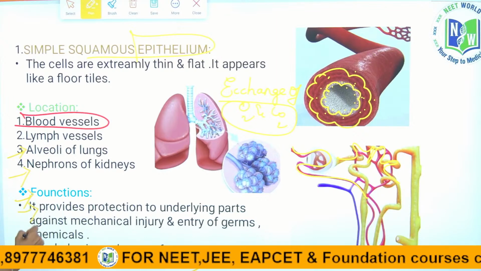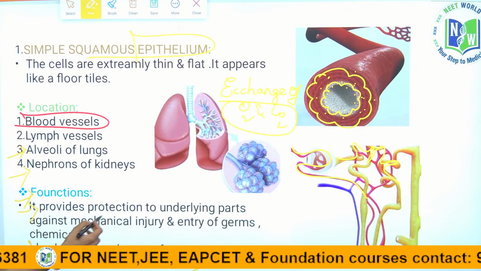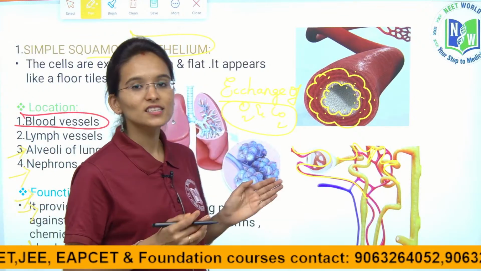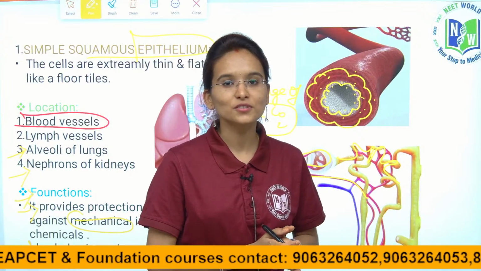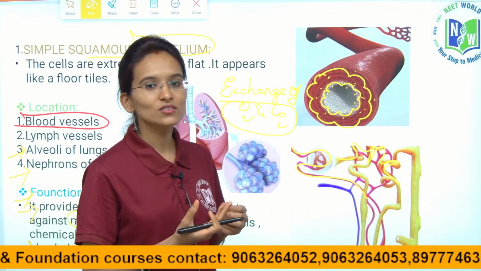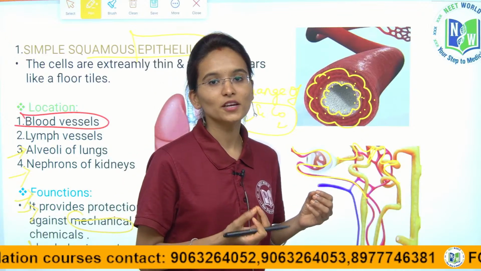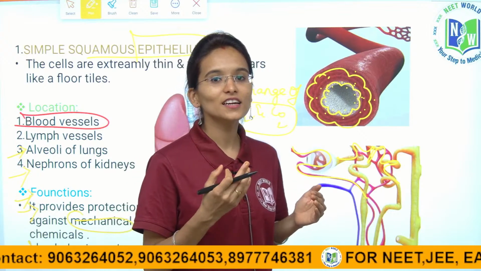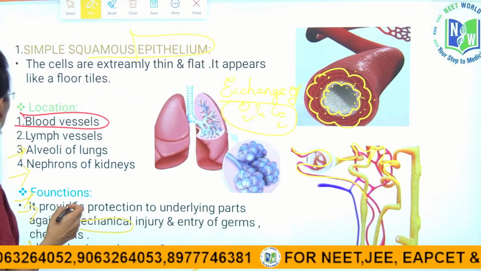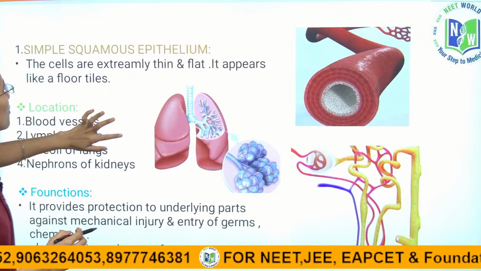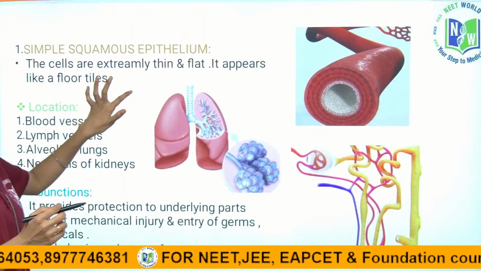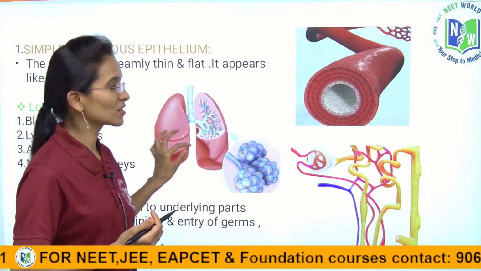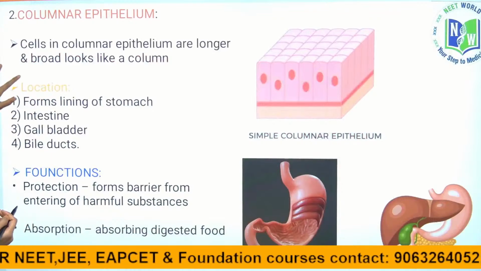Next, it provides protection to the underlying parts against mechanical injury and the entry of germs. As the tissue itself is called a protective and covering tissue, it is not going to allow any pathogens or any small minute microorganisms into our body. It is going to act like a barrier which prevents the entry of microorganisms. Yes, clear with the first type of tissue? It is very simple and easy to understand. So, please look into these diagrams along with the two most important functions, that will be 100% enough.